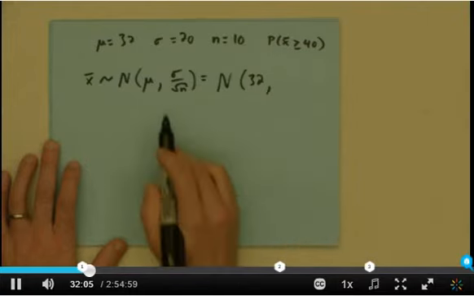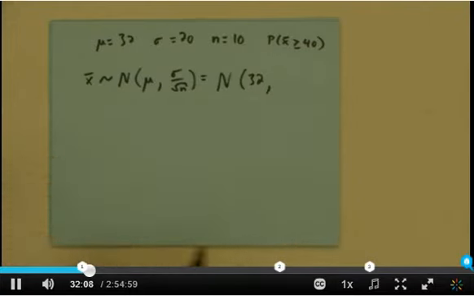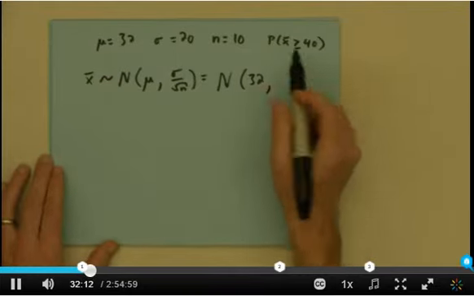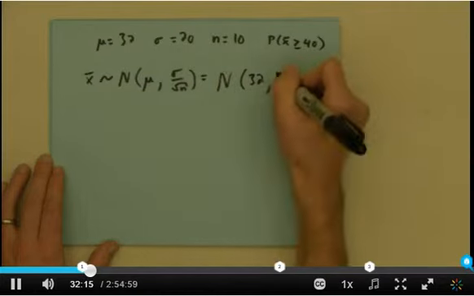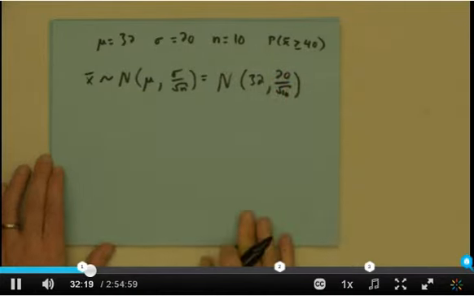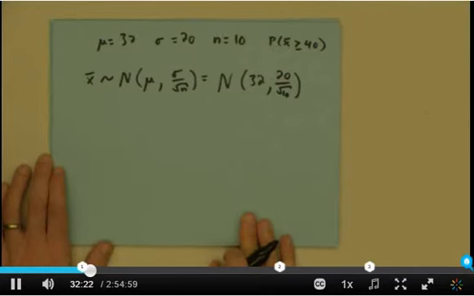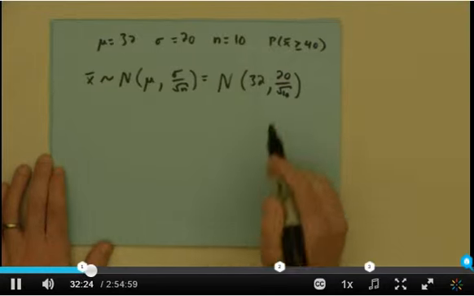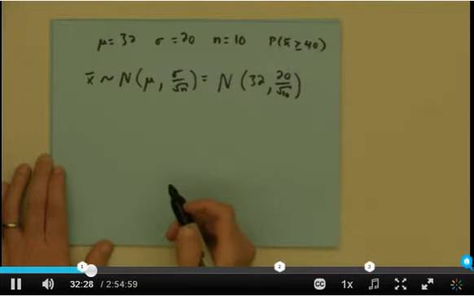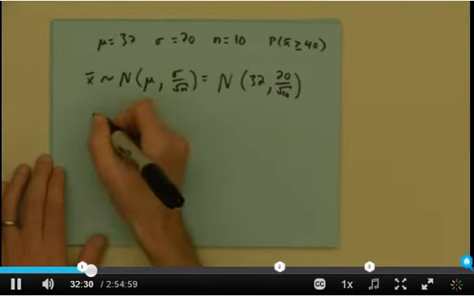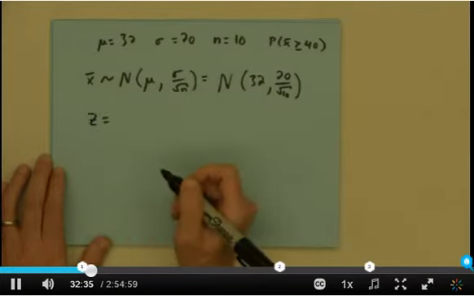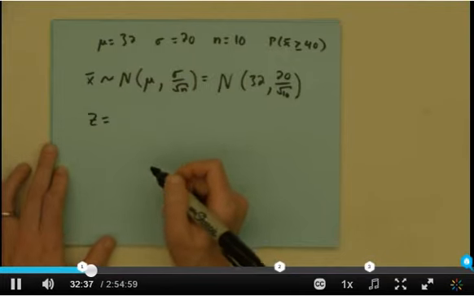How close? Well, sigma over the square root of n gives me a feel for the standard error, the equivalent of the standard deviation in this case. So that would be 20 over the square root of 10. Now from that, I can compute the likelihood of 40 or more, and what I can do is compute a z-score, and then find the probability of that z-score. So let's see how I do that.